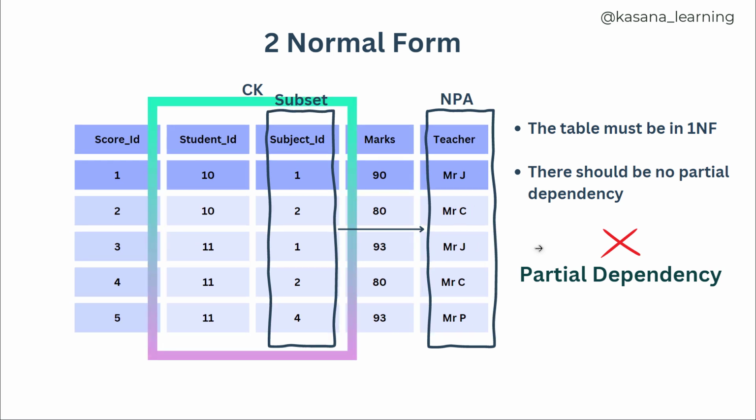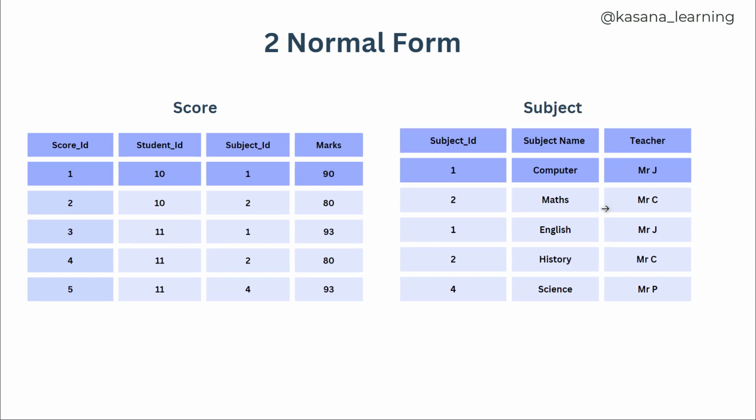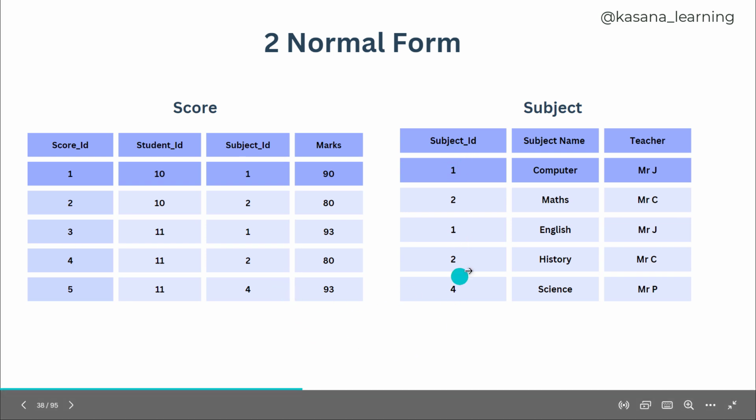So to remember these conditions, we have a short statement, that is, if LHS, that's left hand side, is a proper subset of candidate key, which is this, and right hand side is a non-prime attribute, that's this, then it is a partial dependency and it should not be there. To avoid this, we have to separate this table into two different tables like this. But don't forget to map them, and we have mapped them using subject ID here and here.